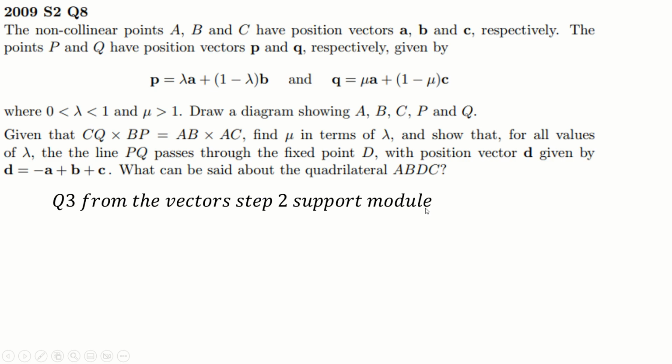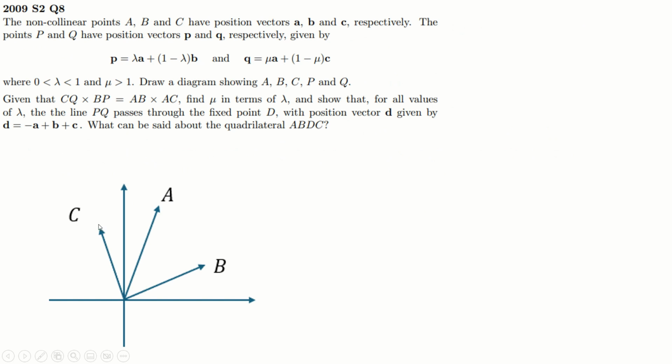This is step 2, question number 8, 2009. It's also question 3 from the vectors step 2 support module. So we have 3 points A, B, and C, which look maybe like this. And P and Q have position vectors this and this.